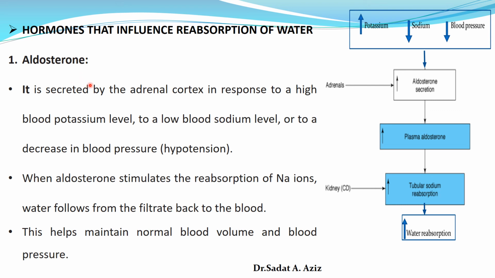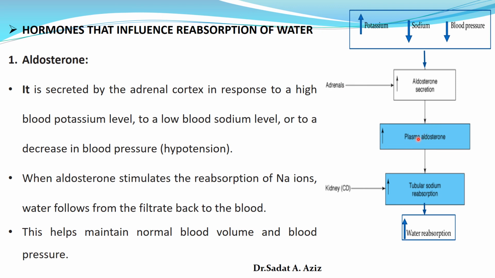Aldosterone is secreted by the adrenal cortex in response to a high blood potassium level, reduced blood sodium level, and reduced blood pressure. So when you have less sodium, it means a reduction in blood pressure. Also, a high level of potassium can also lead to a change in blood pressure. An increase in the level of potassium, a reduction in the level of sodium, and reduced blood pressure lead to the release of aldosterone from the adrenal cortex, from the adrenal gland.